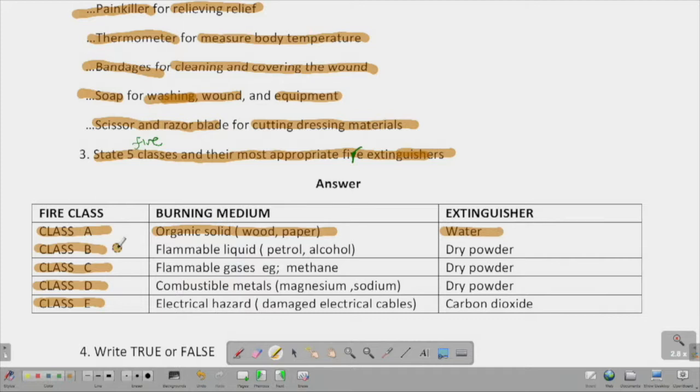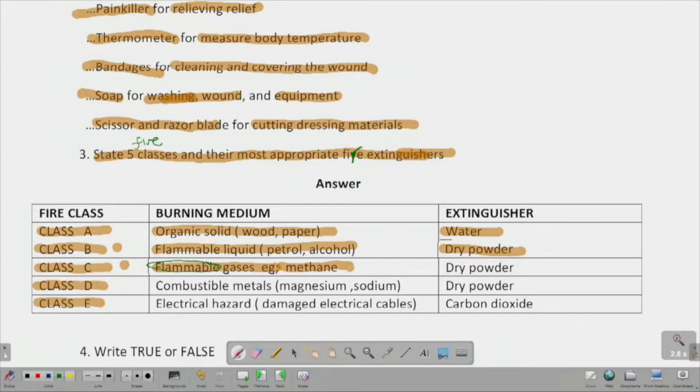The burning medium is flammable liquid like petrol, like diesel, like alcohol. The fire that results from this petrol, alcohol is known as class B fire, and you can extinguish it by using dry powder. And then we have class C fire, and the burning medium for class C fire is flammable gases. Example, methane. So there's this gas, it's called methane.